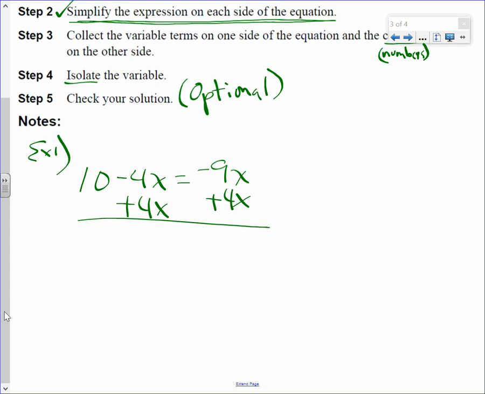So let's do this. Hold up. What about here? Negative 4x plus 4x? That's 0. I got a 10 equaling. Let me talk, please. Thank you.